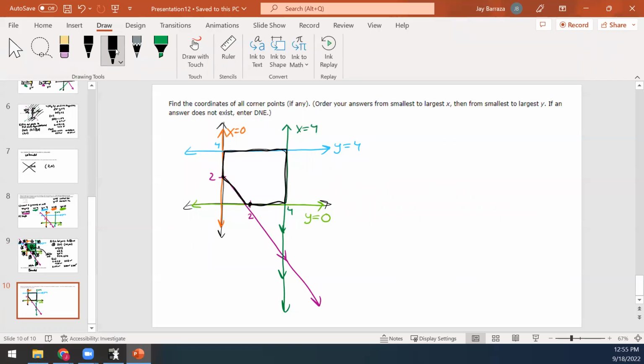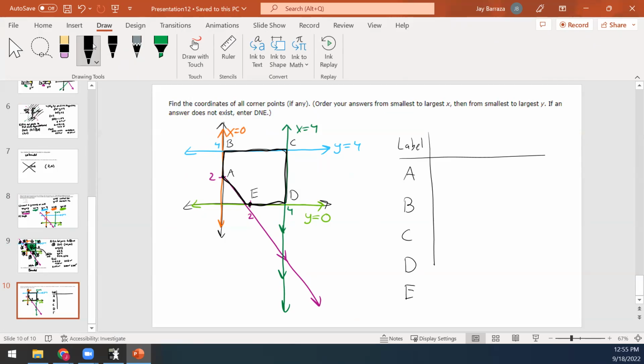So now I just want to find the corner points. Now in the directions, they say from smallest to largest x. So let's just label them: we have A, B, C, D, and E. Now this problem is actually a little bit easier in that the coordinates are pretty obvious because they're just nice numbers.